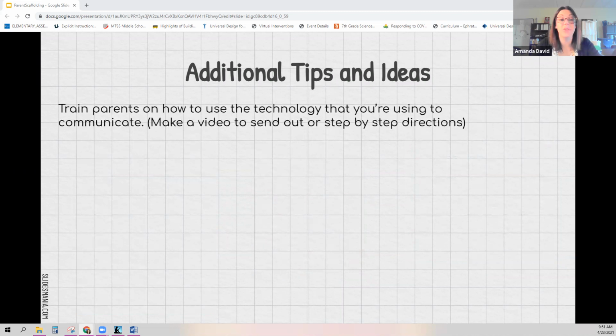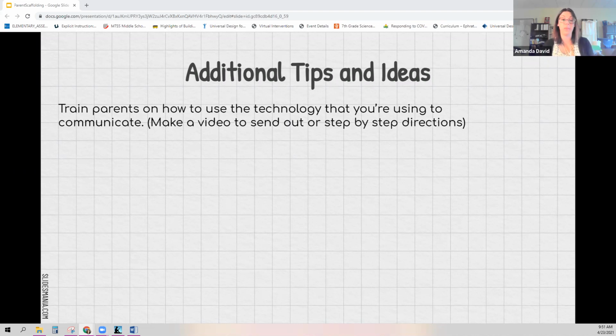Train parents on how to use the technology that you're using to communicate. Ideally, you would be doing this during open house, where you would have everyone get out their phone. Here's the QR code, scan it. Here's how we're going to use Class Dojo. Here's how we're going to use Remind. Does everyone have this?